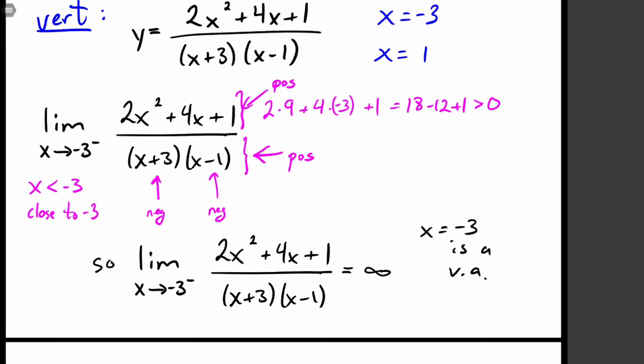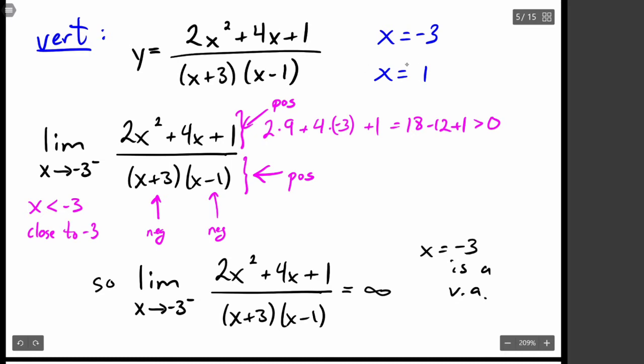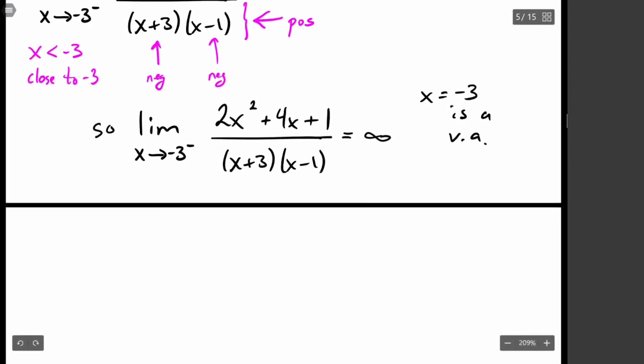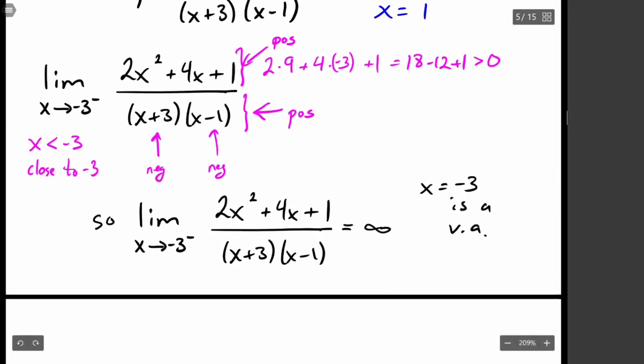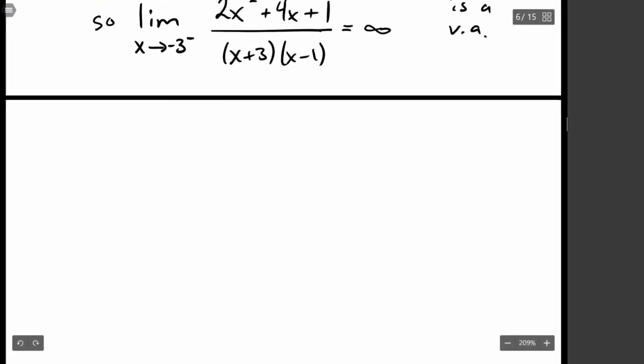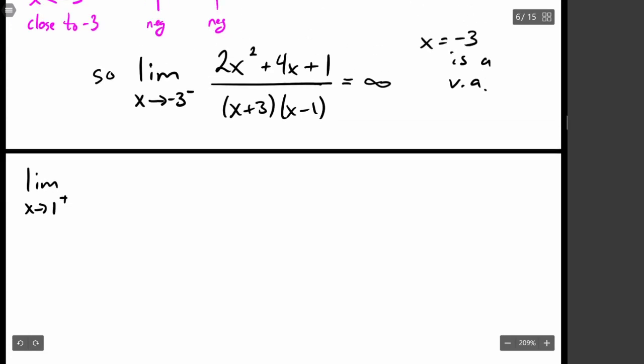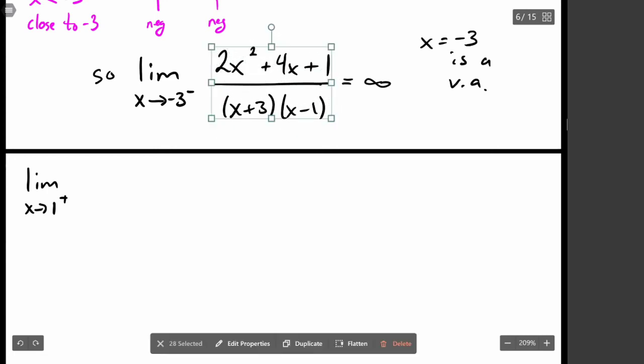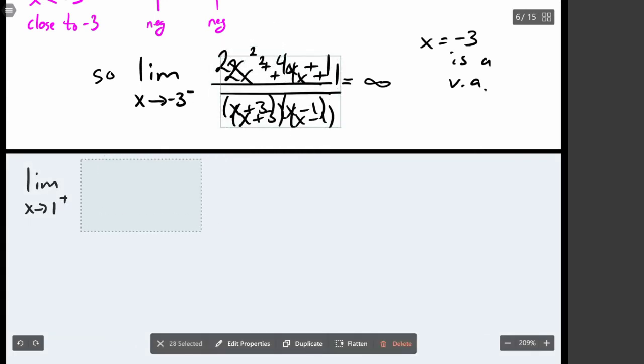Now let's do it for the other number. x equals 1. We have to do it here too. This one, like I said, we can do from the limit from the left or the right. Just for the heck of it, let's do it from the right this time. So the limit as x goes to 1 from the right. Let's use the magic of copy and paste to not rewrite this.